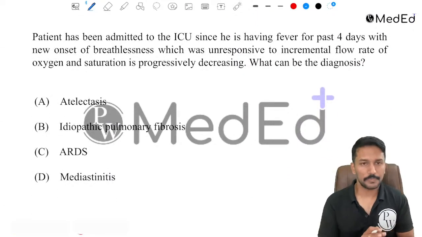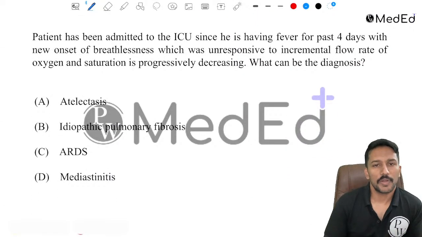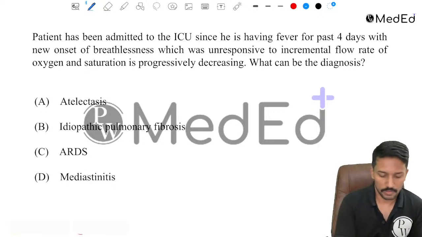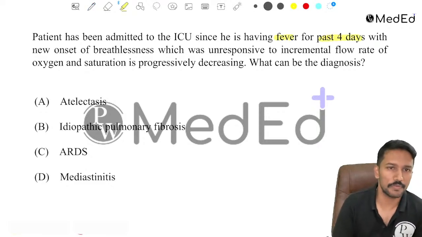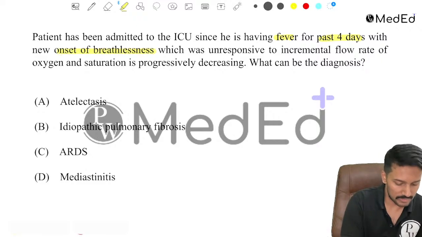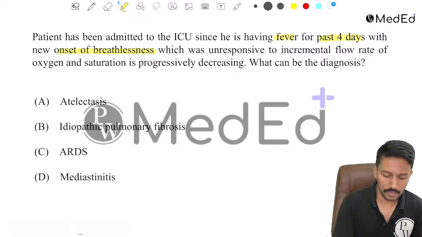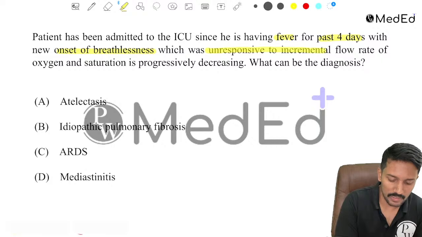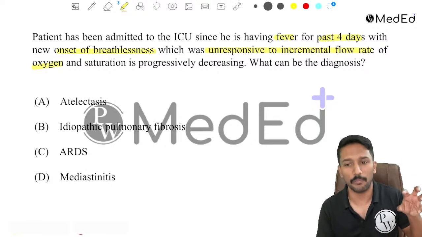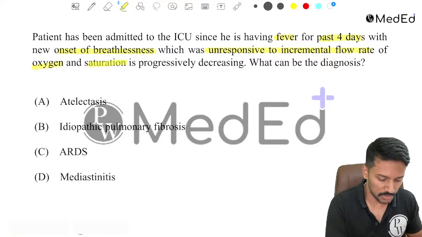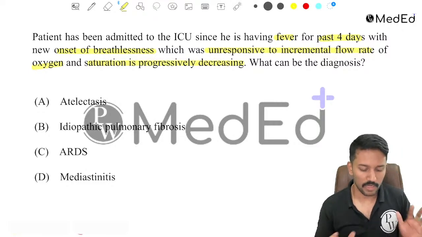Okay. Next, a patient has been admitted to the ICU since he is having fever. The primary complaint is fever for 4 days, so it is a short duration fever with new onset breathlessness. Breathlessness started now, right? And it is unresponsive to incremental flow rate of oxygen. So he is requiring more and more oxygen and still remains hypoxic. The saturation is progressively decreasing. What can be the diagnosis?